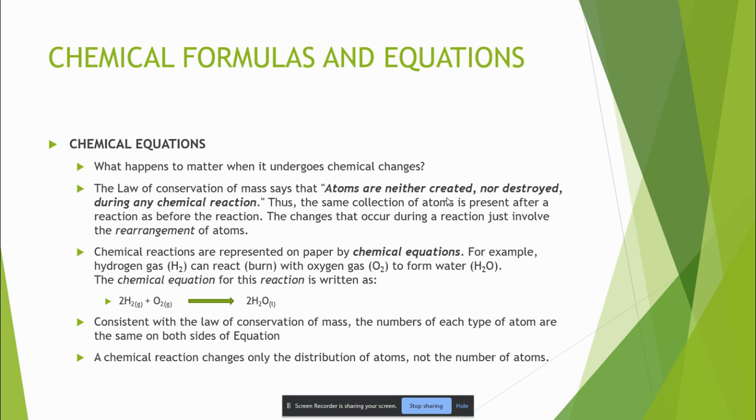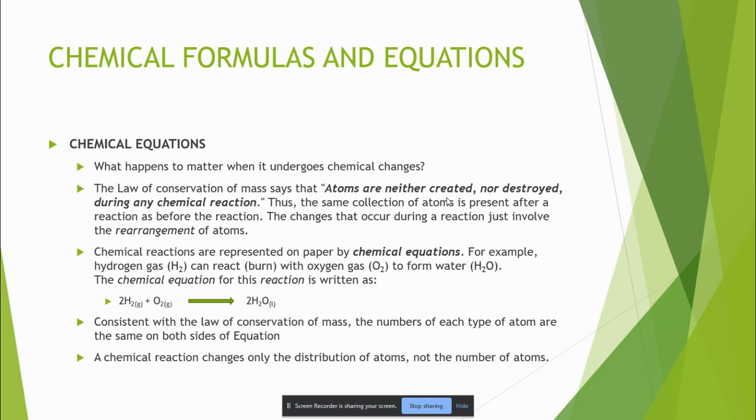For example, I have 5 carbons before the reaction. After the reaction, I'm still going to have 5 carbons. The only thing that is happening during a chemical reaction is rearrangement. Chemical reactions are represented by chemical equations, of course.